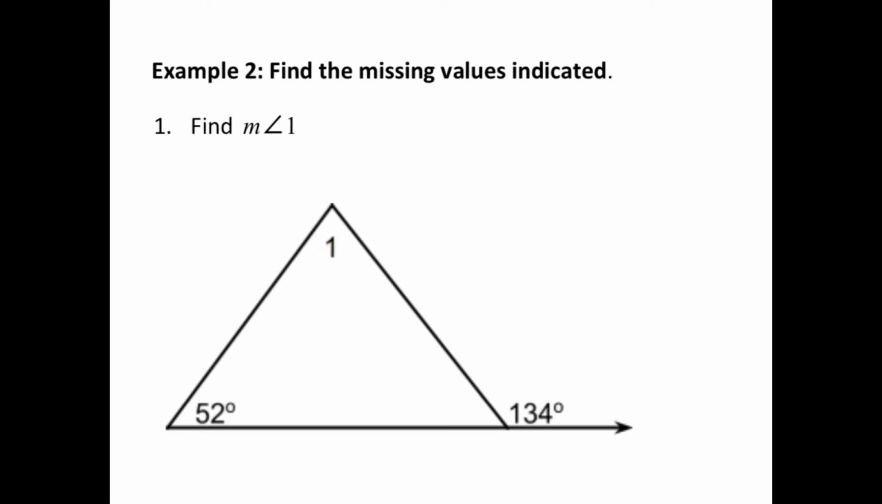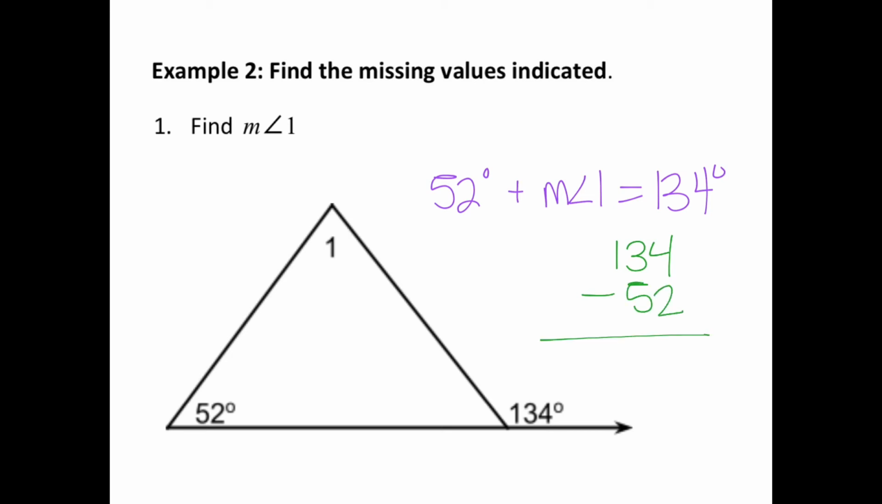The exterior angles theorem just allows us to really use a shortcut: the 52 degrees plus the measure of angle 1 will equal the exterior angle of 134. That's what the exterior angle sum theorem says, is that we take the exterior angle, and it is equal to the sum of those remote interior angles. So all I really have to do is take 134 and subtract 52, which gives me 82. So the measure of angle 1 is equal to 82 degrees.